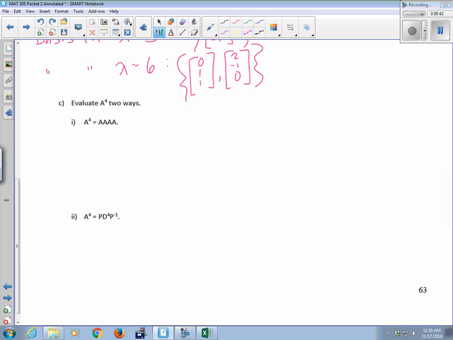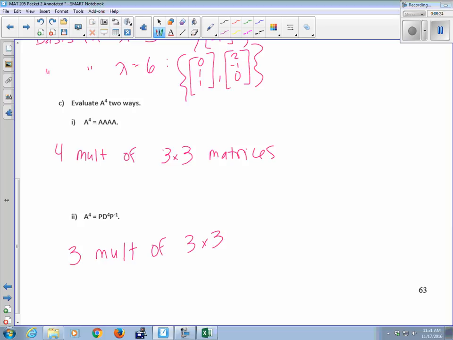Okay, so evaluating A to the fourth 2 ways, I could do A times A times A times A. So this is 4 multiplications of 3 by 3 matrices. Or I could do P times D to the fourth times P inverse. But when I do it this way, D to the fourth is really easy. You can do it in your head. So this brings it down to 3 multiplications of 3 by 3 matrices.